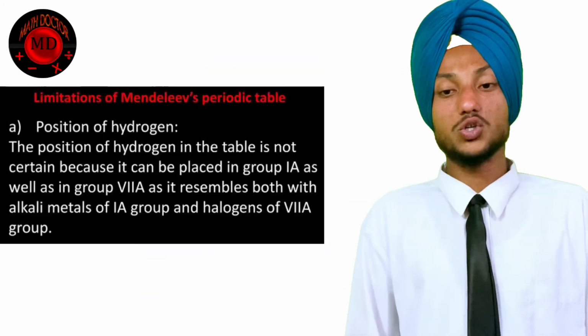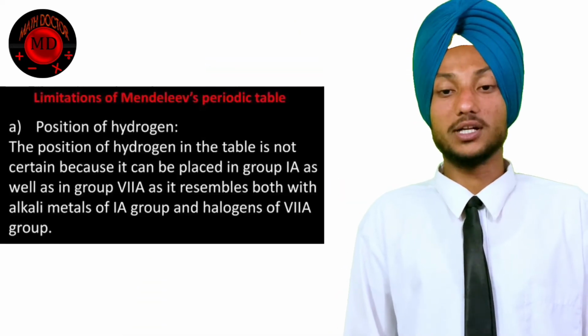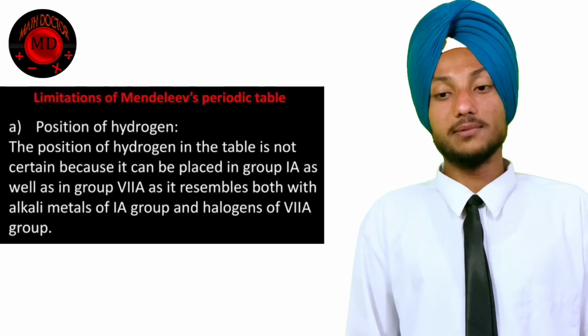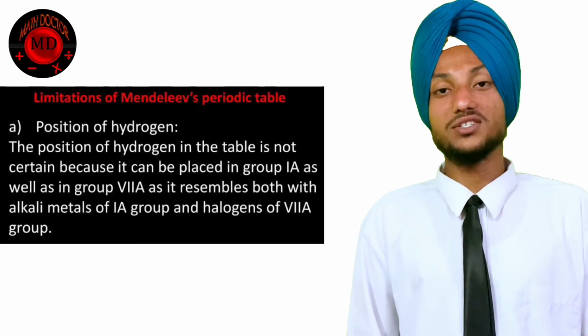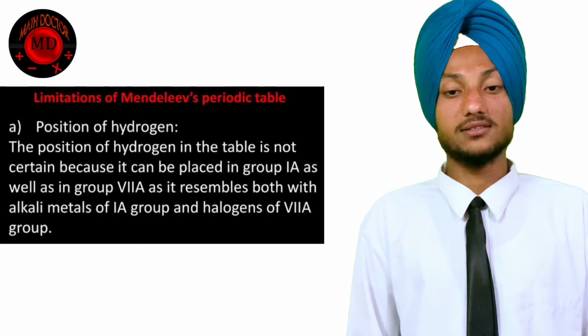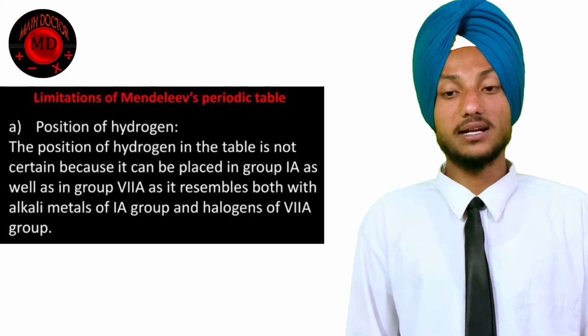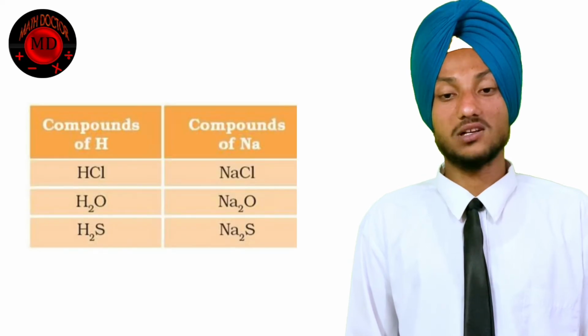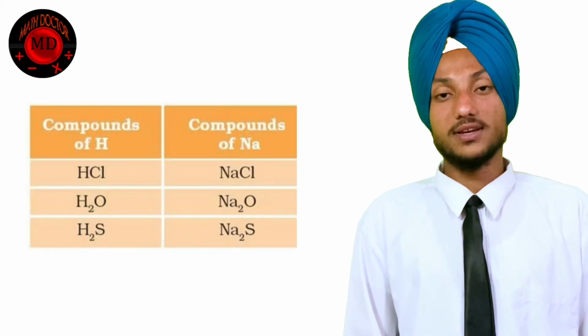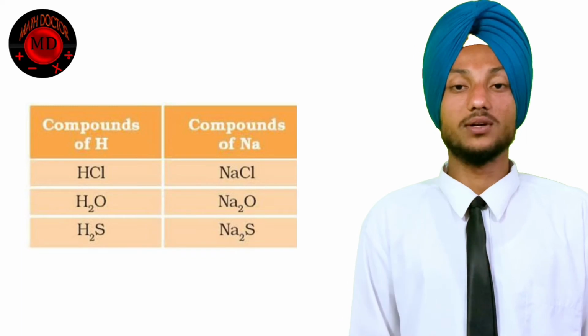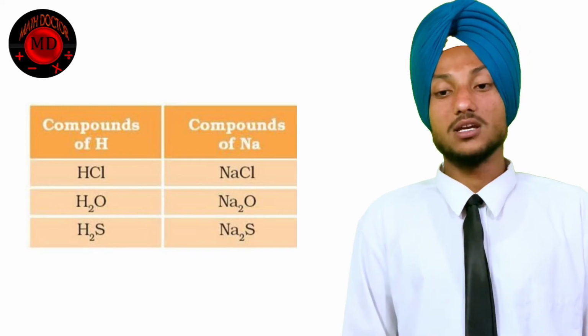The position of hydrogen could not be assigned in the periodic table. In Mendeleev's periodic table, hydrogen has been placed in group 1 with alkali metals. This is because, like alkali metals, hydrogen also combines with halogens, oxygen and sulfur to form compounds having similar formulae as shown in the following table. This means that hydrogen also resembles the alkali metals in some of the properties.